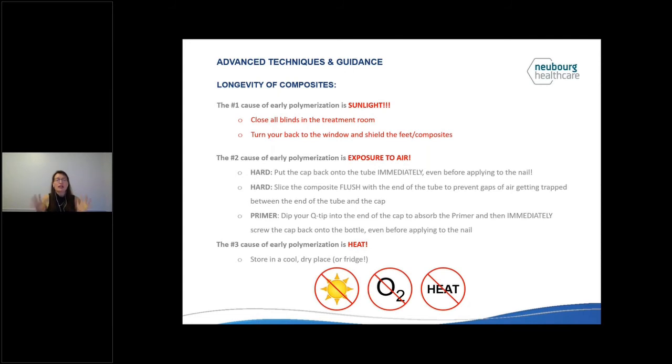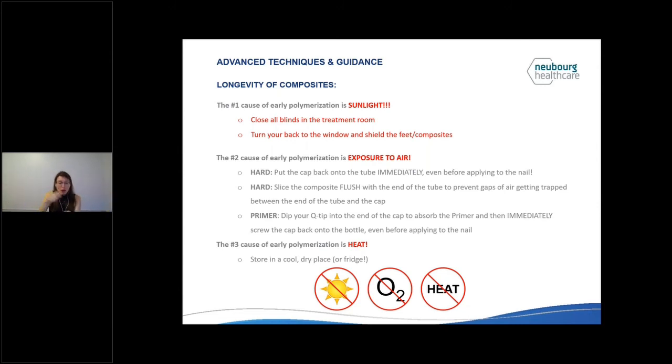There are 3 things, guys, that you need to be aware of that cause early polymerization. So this is going to help increase the longevity of your composites. The number 1 cause of unexpected early polymerization, so early and quick crusting over before you've even had a chance to harden it, is sunlight. We've had a number of people now, particularly those in either mobile practice working in people's homes with bright windows, or in clinic or other business spaces with large, bright windows.